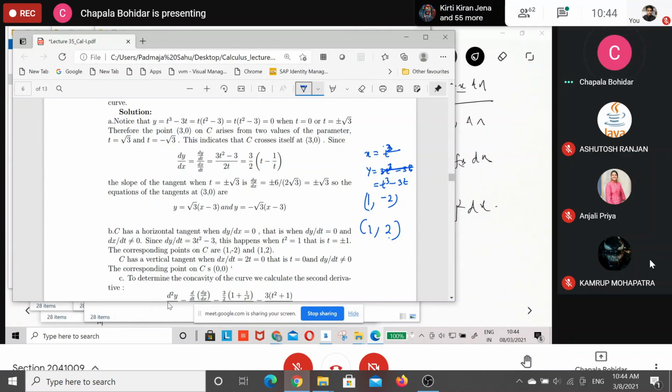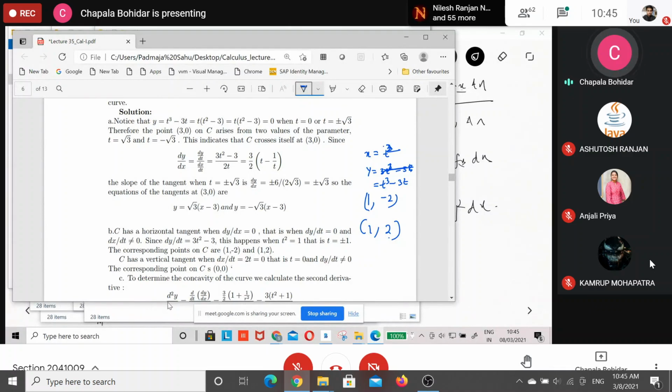For the vertical tangent, we know dx/dt = 0, that is 2t = 0, so t = 0, and dy/dt is not equal to 0. If t = 0, x = 0 and y = 0. This is the point for the vertical tangent.